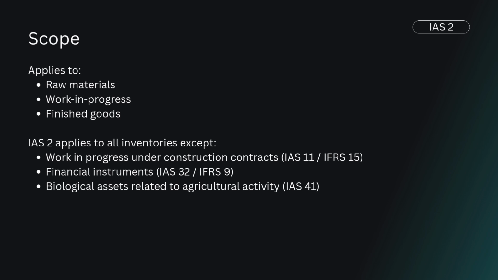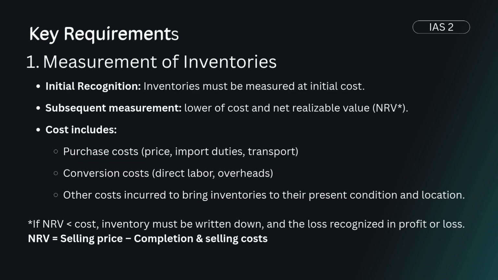Scope of IAS 2. IAS 2 applies to all inventories except work in progress under construction contracts, which is covered in IAS 11 or IFRS 15. Financial instruments, IAS 32 and IFRS 9 cover that. Biological assets related to agricultural activity are covered in IAS 41. Now let's look at IAS 2 key requirements.